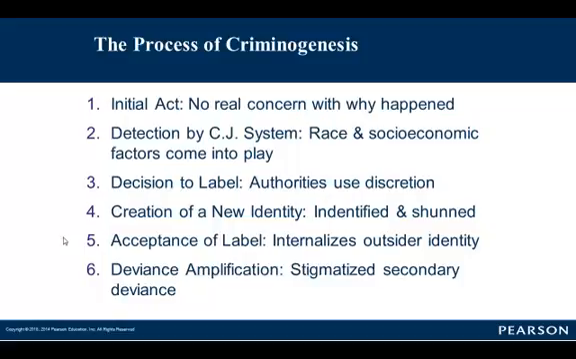Fourth, the creation of the new identity. You are identified as delinquent, deviant, or criminal, and you're shunned. You're put on, Becker's term, the outside. And the fifth is acceptance of the label, role engulfment, new self-identity. You internalize that you are an outsider.